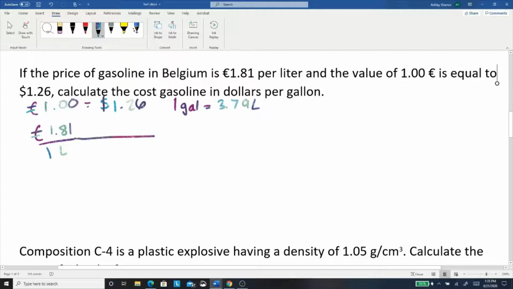So we're going to go ahead and start by converting that. And we can start with the dollar part. Why not? So we know there's $1.26 for every €1. And so we can see the euros there are canceling out.